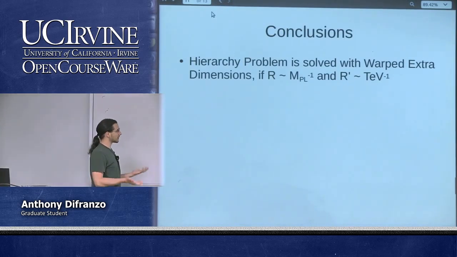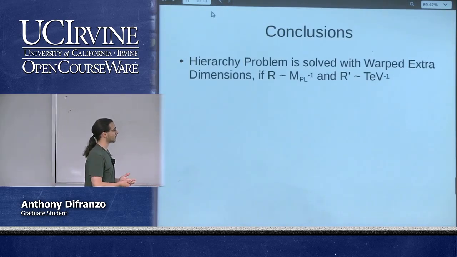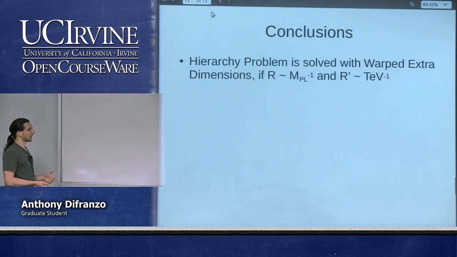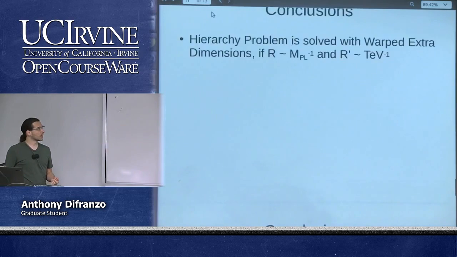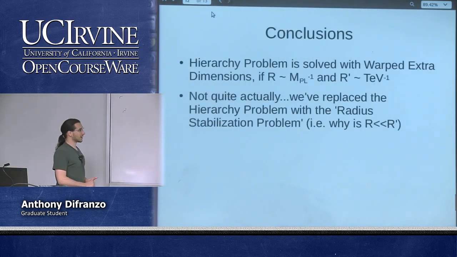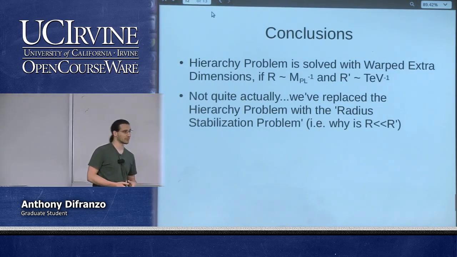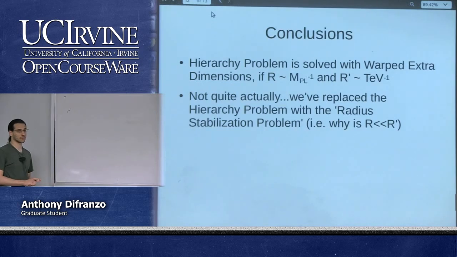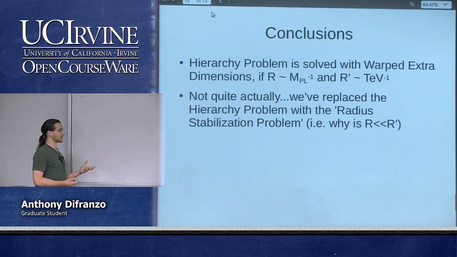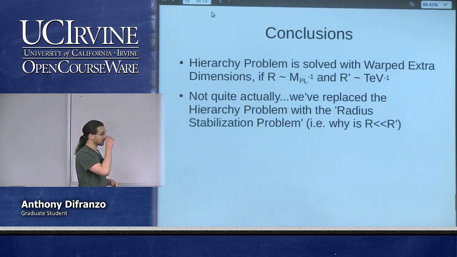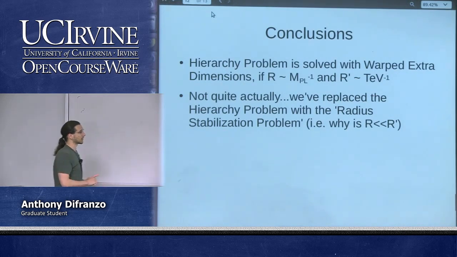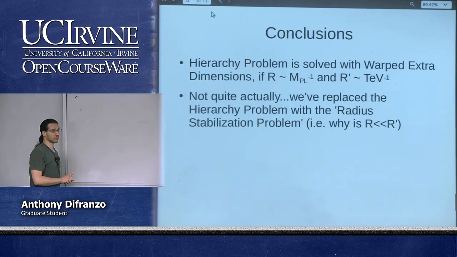Okay, so that's a big conclusion here, that RS with very few assumptions can solve the hierarchy problem. But not quite, actually. We've just replaced the hierarchy problem with what's commonly called the radius stabilization problem. So why is R so much smaller than R prime? There's no explanation so far in how we've presented this that is the case. I've fixed R and R prime such that it actually solves the hierarchy problem. It turns out that there's a way out of this, and it's introducing a field called a radion, but that's a bit outside the scope of what I want to talk about today.